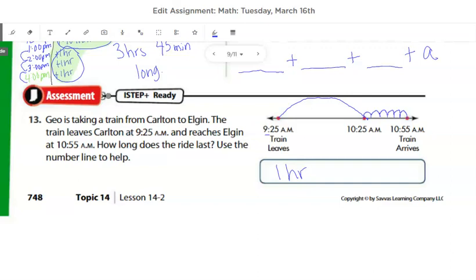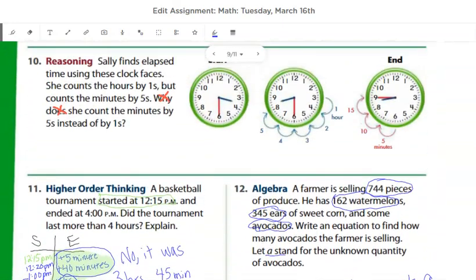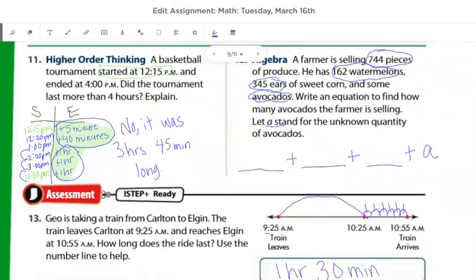So how many times did I have to count by 5? 5, 10, 15, 20, 25, 30. It's 30 minutes. Once you have finished writing all of this out, you can move on to the next activity for today.